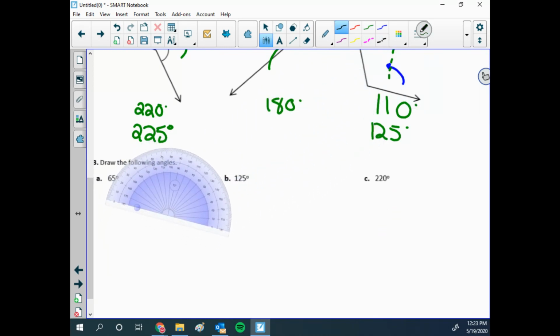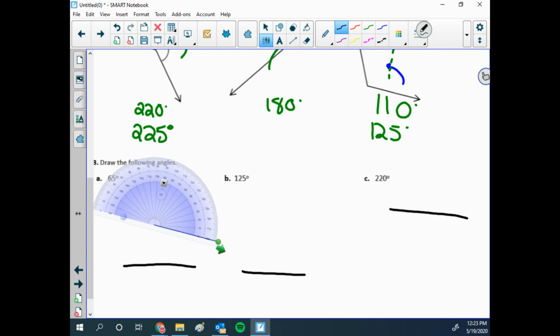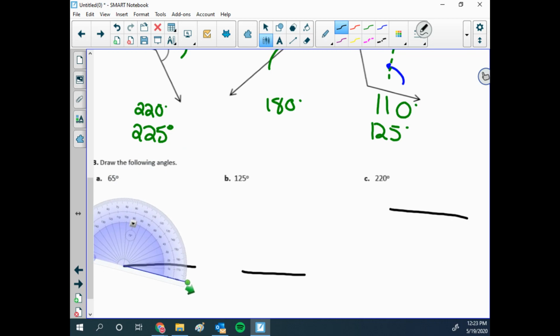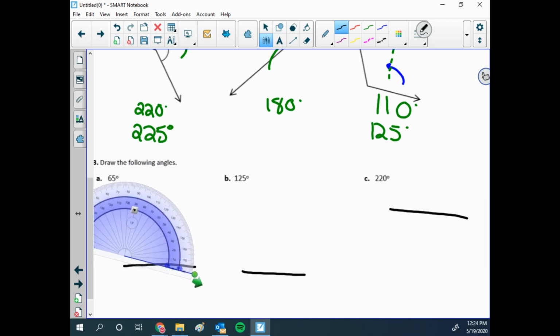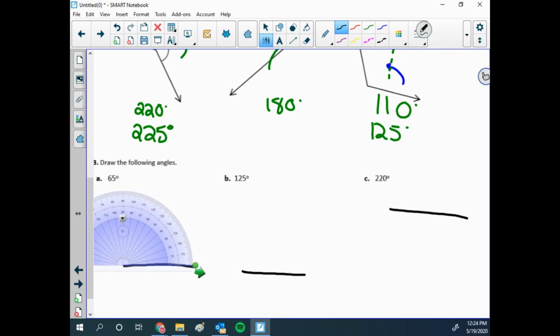So anytime I'm drawing the following angle, first thing I'm going to do is draw the first part of my line. That's going to be where I put the T of that protractor. And then I'm going to line it up straight. So I'm going to put this right here. It's about straight. My line's not exactly straight, so that's okay.